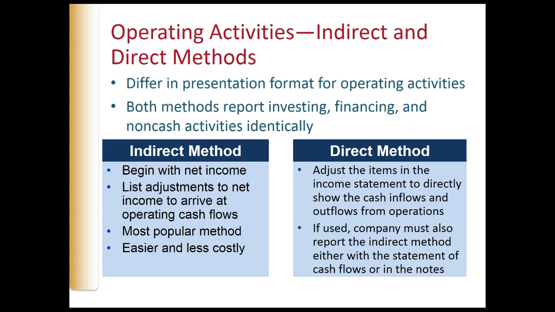Now, using the direct method, we adjust the items on the income statement to directly show the cash inflows and outflows from operations, such as cash received from customers and cash paid for inventory, salaries, rent, interest, and taxes. If a company decides to use the direct method to report operating activities, it must also report the indirect method either along with the statement of cash flows or in a separate note to the financial statements.